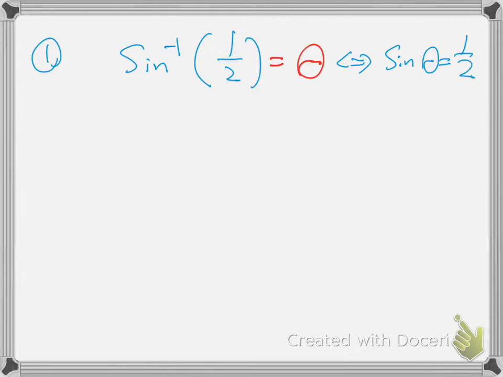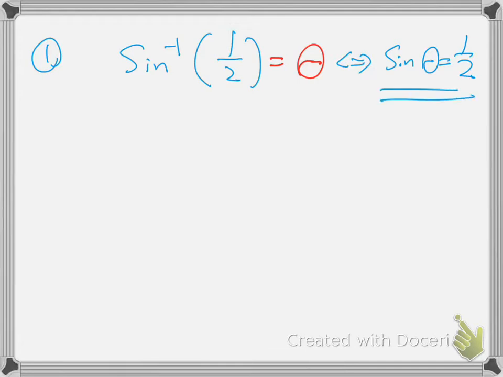Let's draw the relations again. This is the angle, this is the number. The sine function changes angle to number, and sine inverse changes number back to the angle. So now, how do we find this angle theta? We need our triangles again, our triangles in the xy coordinate.